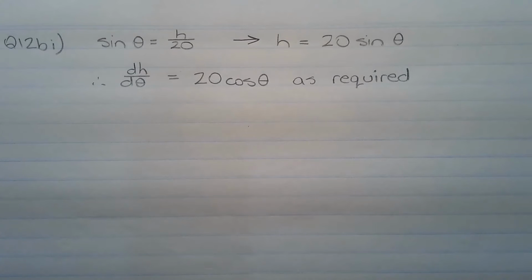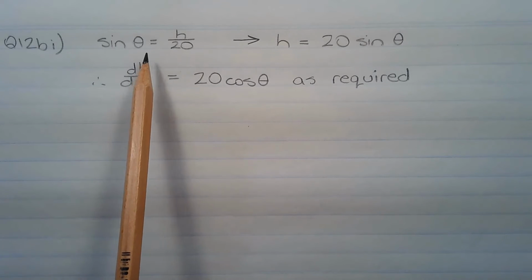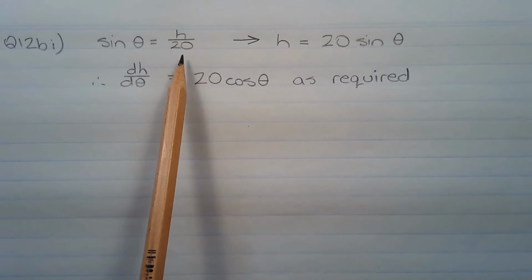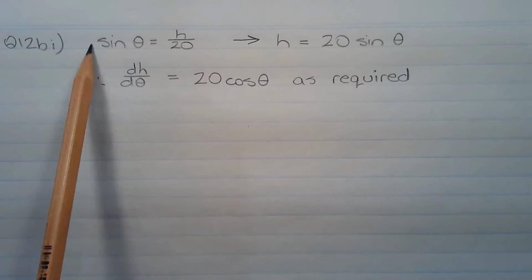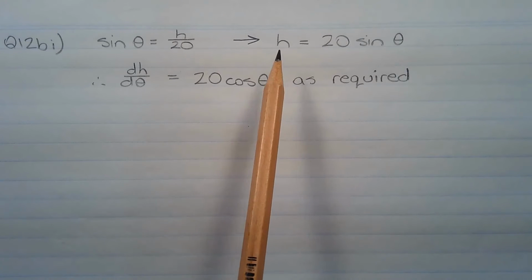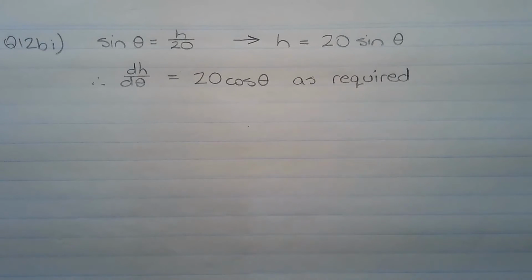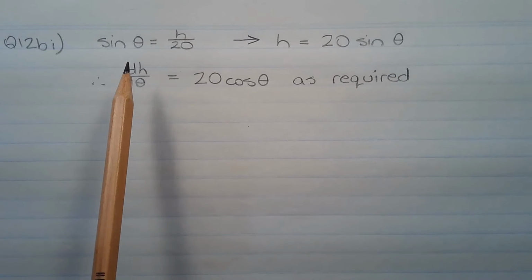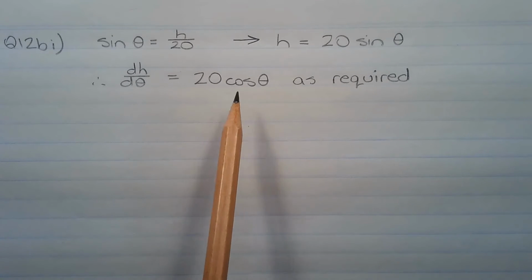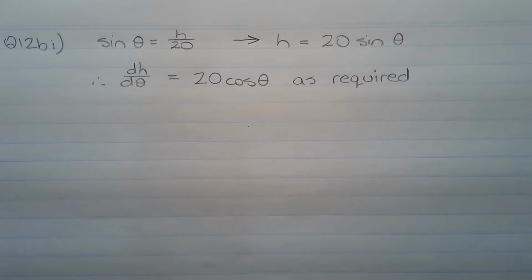Using right-angled trigonometry, sine θ is equal to the opposite side over the hypotenuse, so sine θ equals h over 20. Rearranging this equation to make h the subject, we have h equals 20 times sine θ. Differentiating h with respect to θ, we get dh/dθ equals 20 times cos θ, as required.